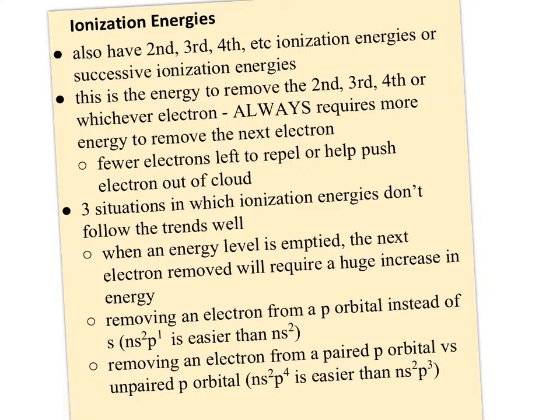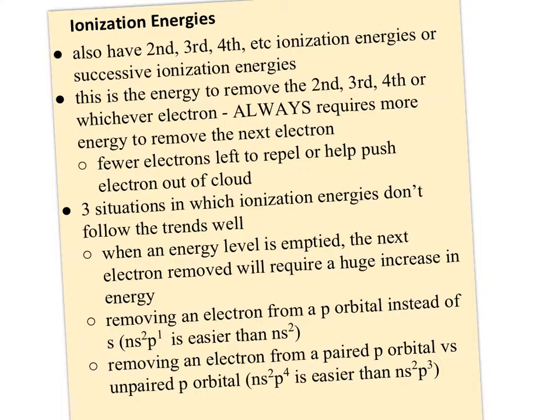It's the energy to remove the second, third, or fourth electron, and it will always require more energy to take the next electron off. And part of the reason is because there's fewer electrons left in that energy level to help repel or push the electron out of the cloud. There's 3 situations in which ionization energies don't follow the trend so well. And that is when an energy level is emptied, the next electron removed requires a huge increase in energy. There's always an increase in energy, but we see this disproportionate or really big increase in energy when you move to an inner energy level and try and start removing electrons.